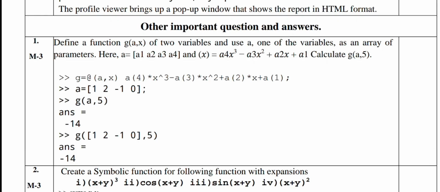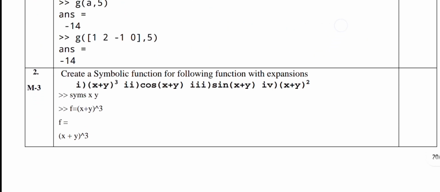Define a function g(a, x) of two variables, and use one of the variables as an array of the parameters a1, a2, a3, a4. The function is a4 x to the power 3 minus a3 x to the power 2 plus a2 x plus a1. Then calculate. The answers are given easily. So we can go for the next one.